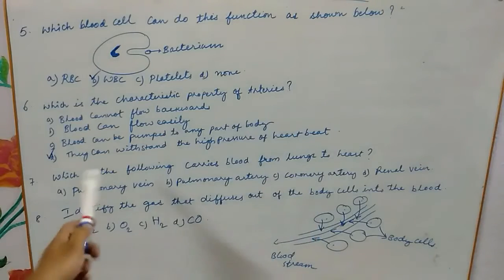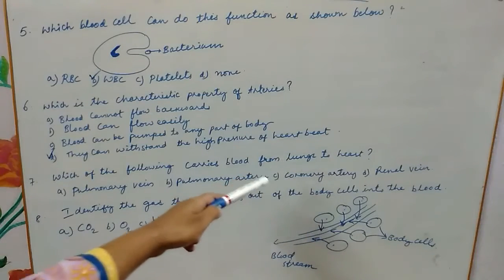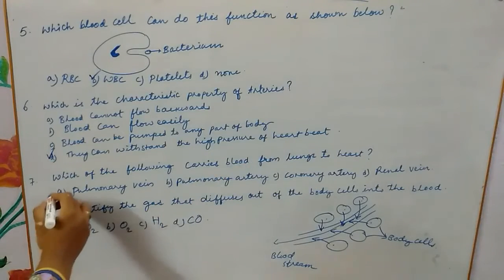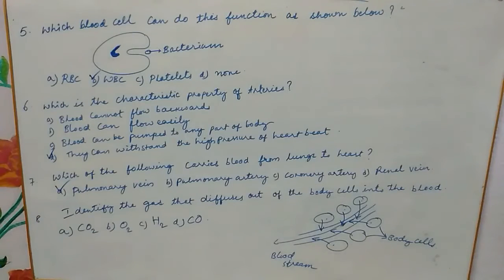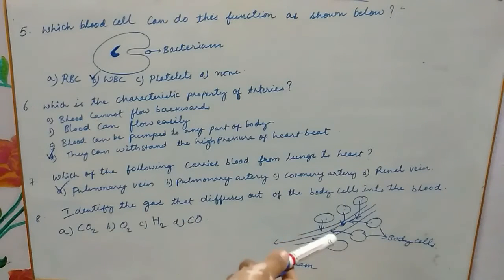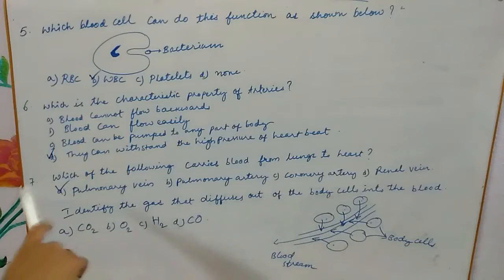Now which vein? Because particularly the blood is carried from lungs to heart, it is called the pulmonary vein, children. Pulmonary means related to lungs, so lungs vein. Pulmonary artery is the wrong one. Coronary artery means heart, it is also wrong. Renal means kidney, it is also wrong. For lungs the term is pulmonary.